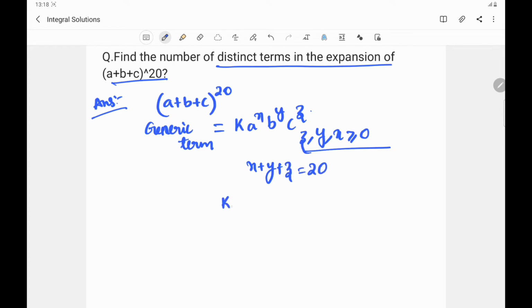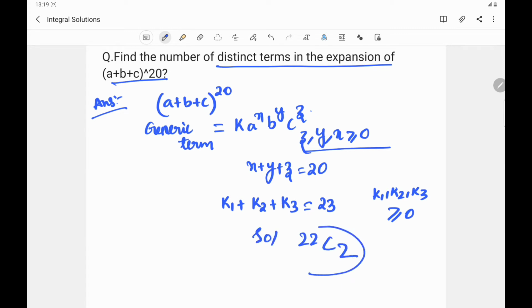So this will get converted into k1 plus k2 plus k3 is equal to 23, where k1, k2, k3 are greater than or equal to 1. So there will be 22 gaps. I'll select any 2. This will give me the number of terms in this expansion a plus b plus c to the power 20.